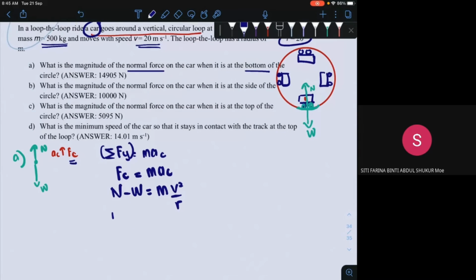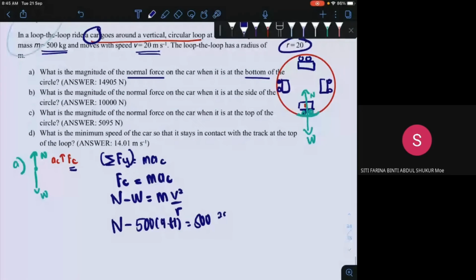So you are looking for normal force. Weight adalah mg, 500 darab dengan 9.81, M is 500. V kamu dia bagi dalam soalan, 20 square divided by 20 radius kamu. So kamu pun tekanlah calculator. You should get plus 500 darab dengan 9.81, which is 14,905 Newton. Ini adalah the normal force you are going to experience bila awak berada at the bottom of the loop itu.